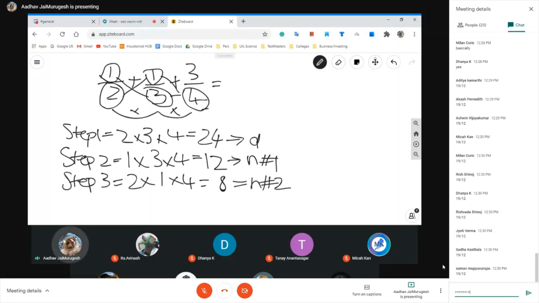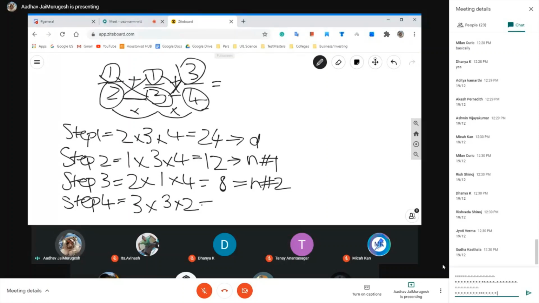And step 4, I'm sorry. Step 4 is going to be taking this number over here, multiplying that by 3, and multiplying that by 2. You're going to take this number 3 over there and multiply that by 3. Then you're going to multiply that by 2, because that was that and that, right? If you do that, you'll get an answer of 18, right? 18. And that's going to be numerator number 3.